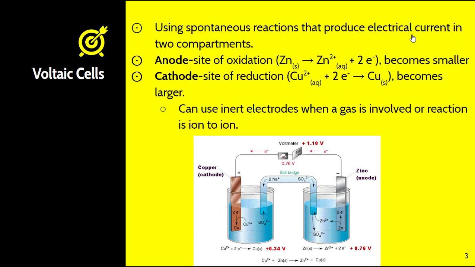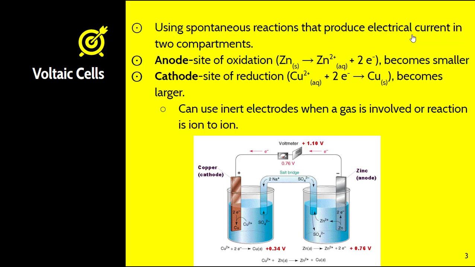So understand that when we create a voltaic or a galvanic cell, that we are using spontaneous reactions, and that helps us create electrical current in two separate compartments. One is known as the anode and the other is the cathode. This should look familiar to you. We're just going to dive in a little bit deeper and explain a little more about what's going on here.